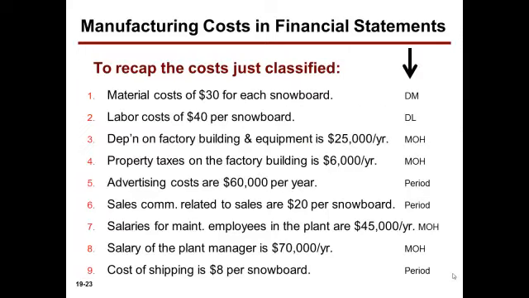So to recap, those costs as classified. We have a material cost of $30 per snowboard, a direct material cost, labor cost, direct labor, depreciation on factory equipment, property taxes on factory building are both manufacturing overhead. Our advertising and sales commission costs, number 5 and 6, were period costs. They're not part of the plant manufacturing costs. However, salaries for maintenance employees, salary of the plant manager are in the factory, both manufacturing overhead, and the cost of shipping the snowboard is a period cost outside the factory.